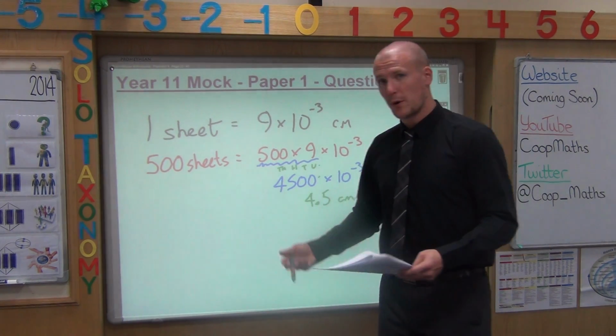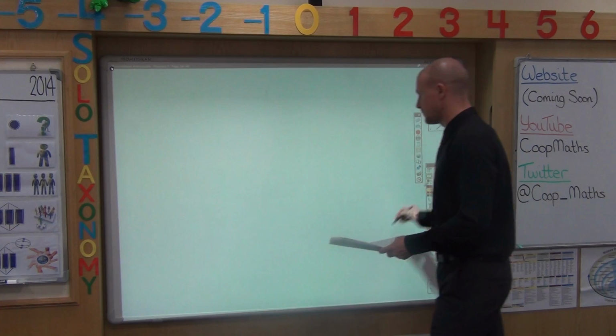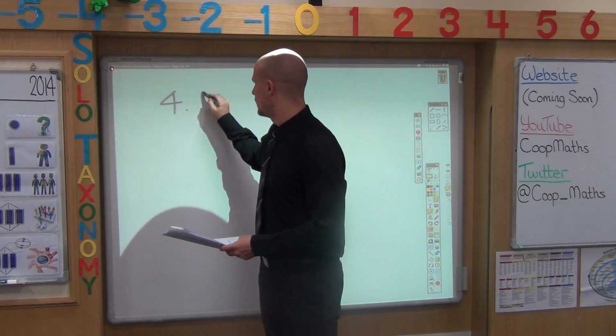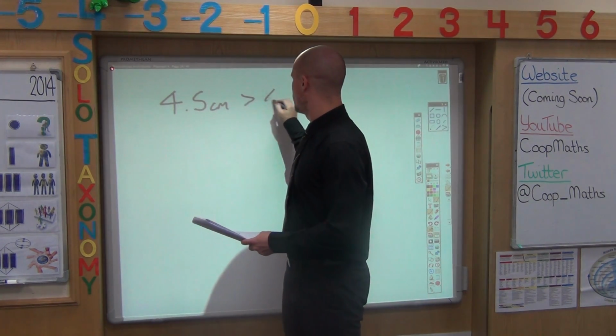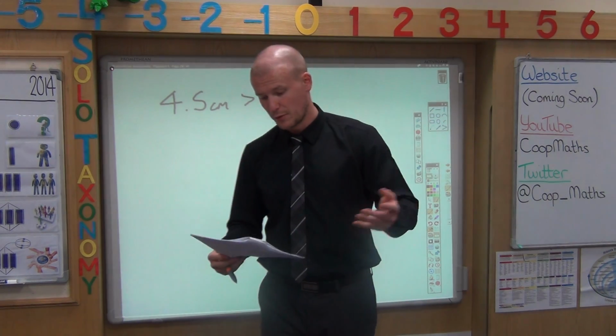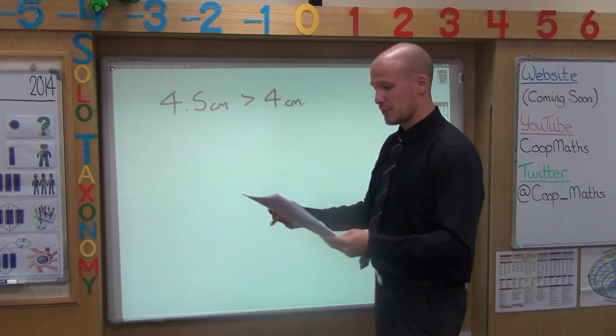Okay, so 4.5 is bigger than 4. You make that statement. Put in centimeters if you want, it doesn't really matter as long as you're stating that 4.5 is bigger than 4, and that represents 500.